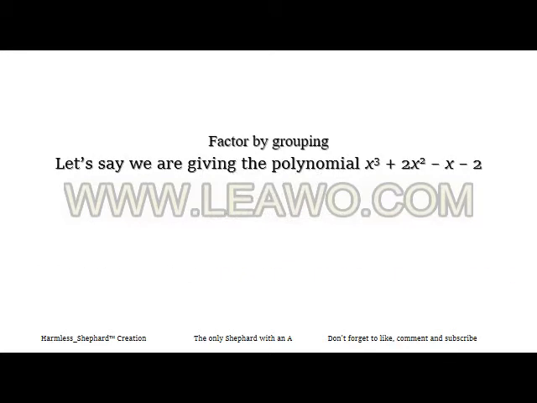First is factor by grouping. Assuming we are given this polynomial x cubed plus 2x squared minus x minus 2, what are we going to do? First, we have to make the polynomial equal to 0. After that, we have to group it into 2.